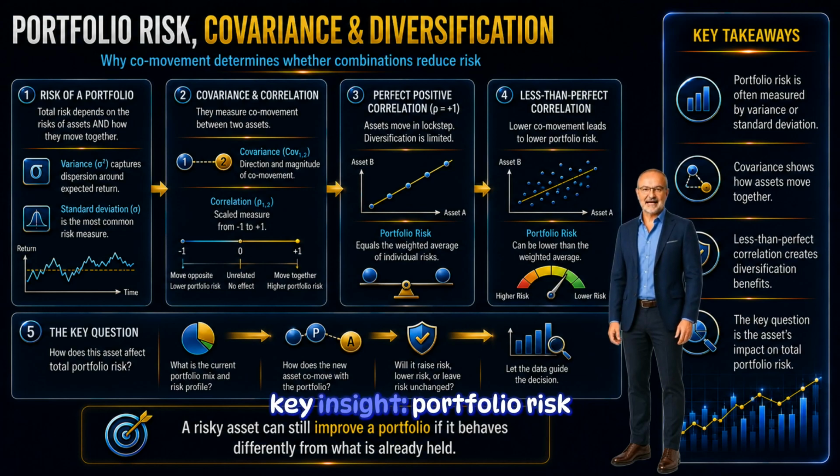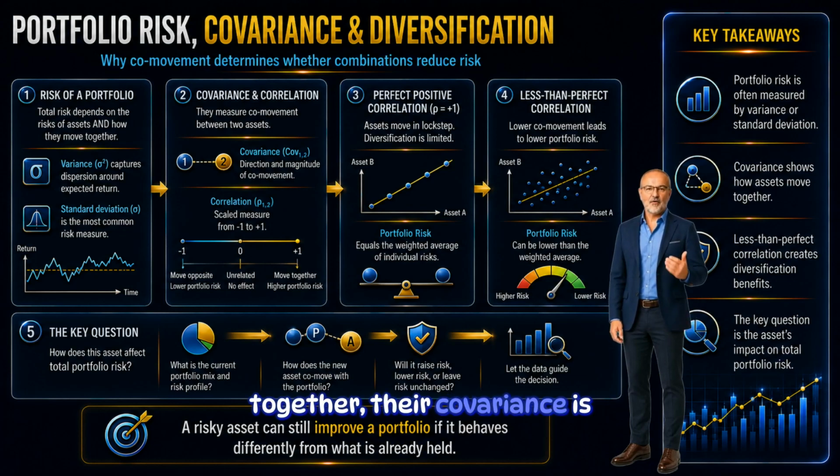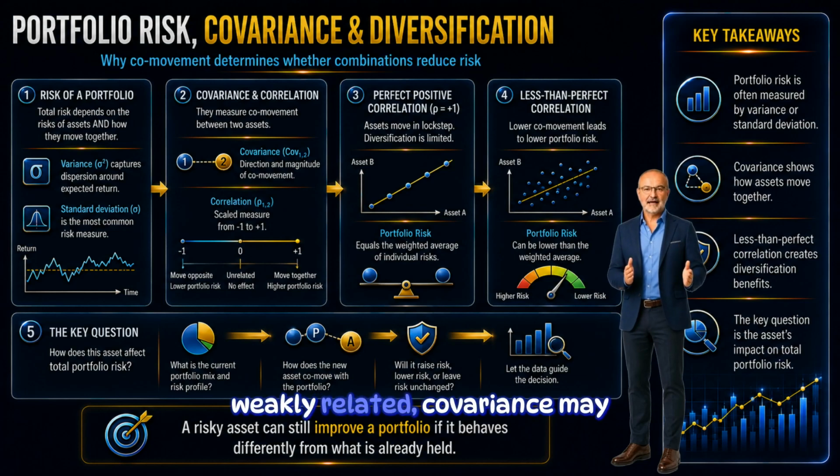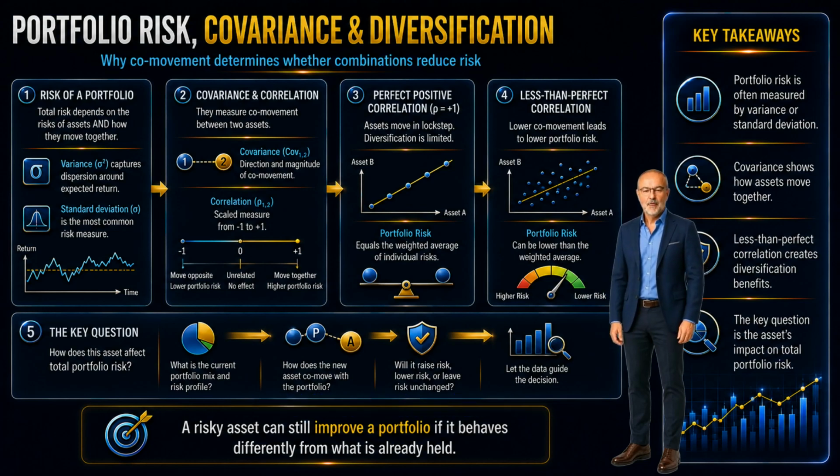But here is the key insight. Portfolio risk depends on covariance. Covariance measures how two assets move together. If two assets tend to rise and fall together, their covariance is positive. If one asset tends to rise when the other falls, their covariance may be negative. If their movements are weakly related, covariance may be small. Correlation is a standardized version of this idea. It tells us the strength and direction of co-movement.